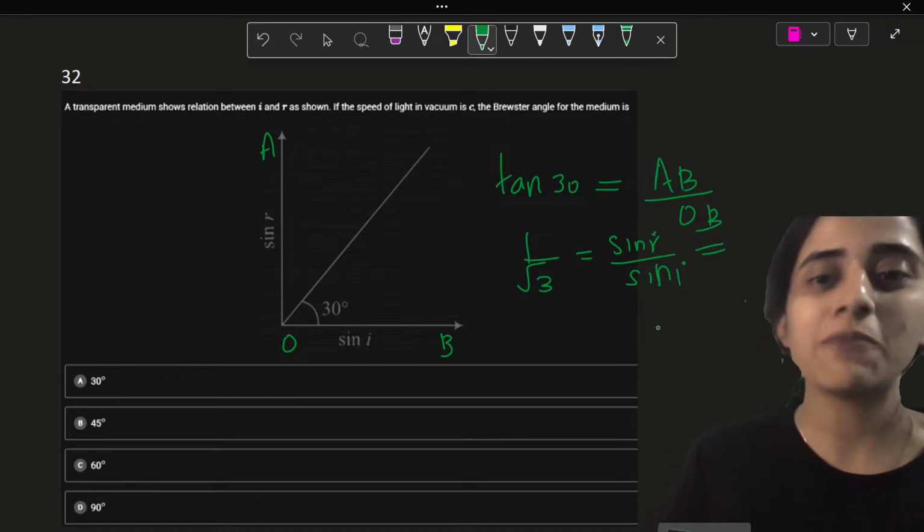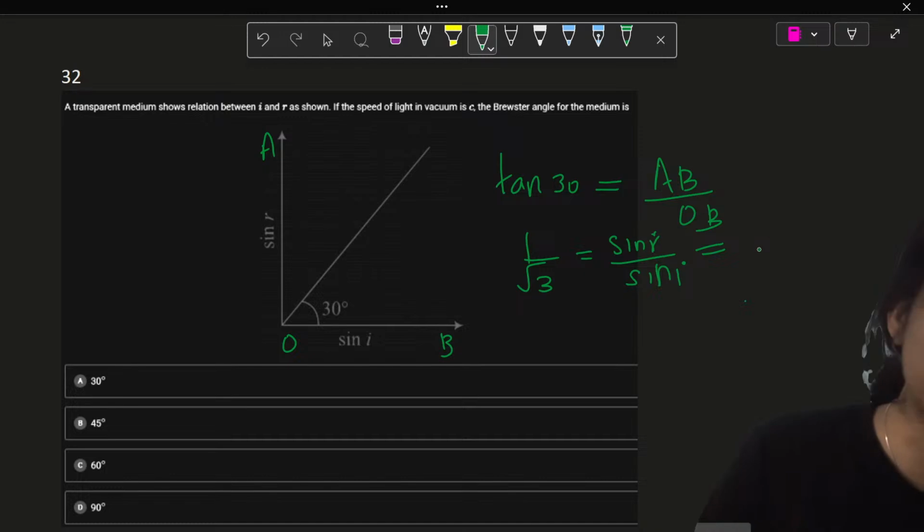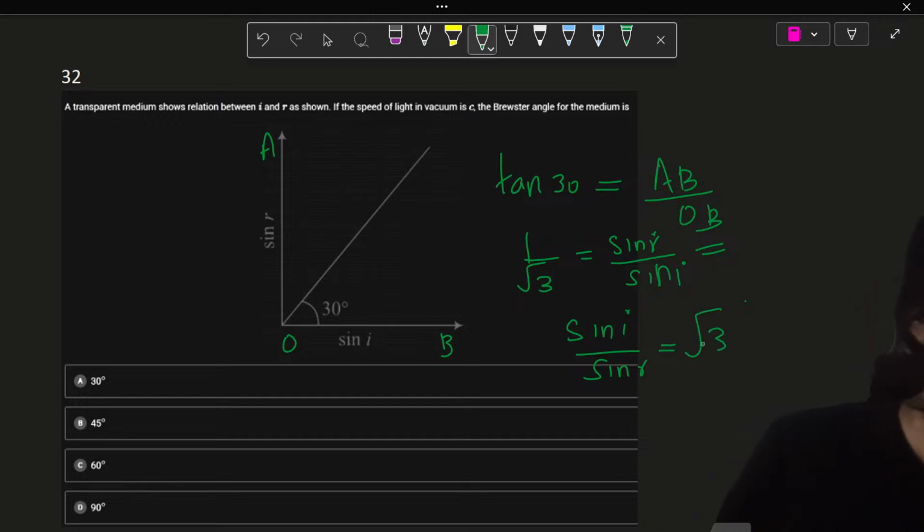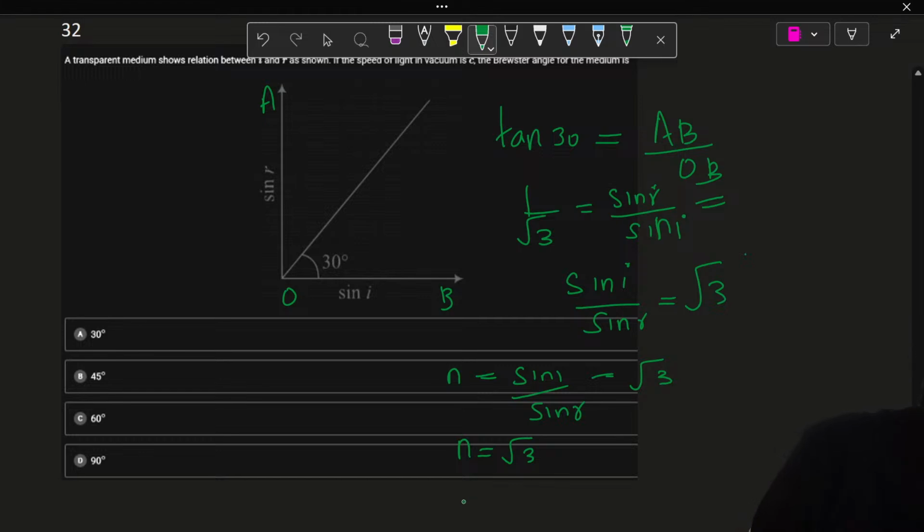Okay. Yeah. 1 by root 3 sin R by sin I. So obviously sin I by sin R is square root of 3. Now why did I take sin I by sin R? Because refractive index N is sin I by sin R. And this is square root of 3. Now N is square root of 3. Alright. Is this much clear?